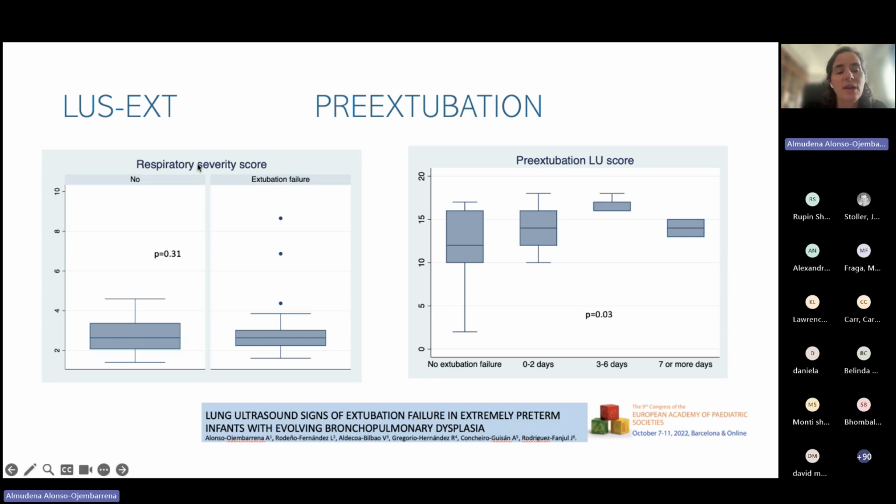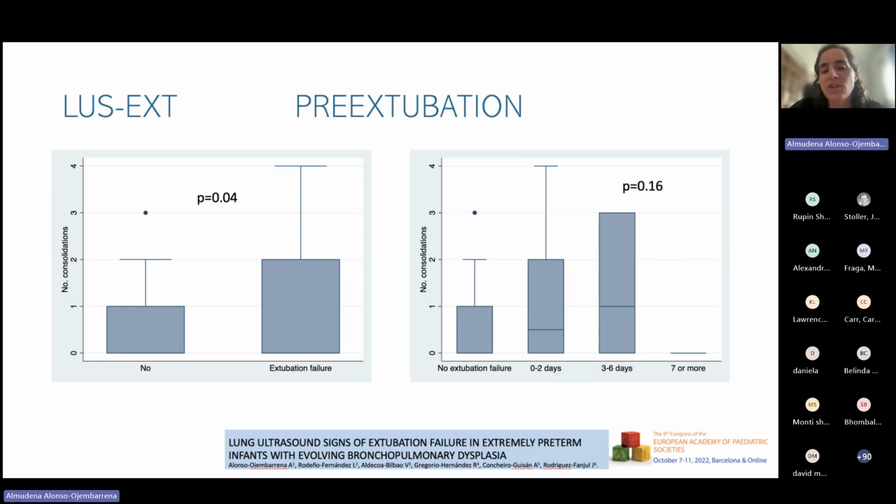And as you can see, although they had similar respiratory severity scores, and similar gestational age and birth weight, infants that had an extubation failure did have higher lung ultrasound scores than those that didn't. But maybe without very clinical importance, the difference was not that clinically important. However, if we take into account the number of consolidations that they had, there are significant differences between the two groups. And also if we divide the patients with extubation failure by the moment when they were reintubated, as those that were reintubated after 7 days usually are not due to respiratory disease.